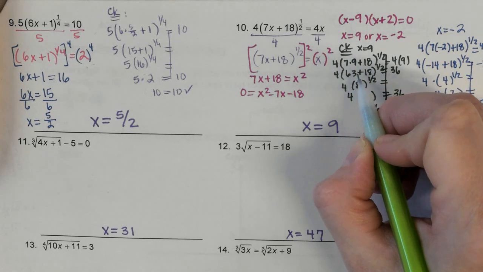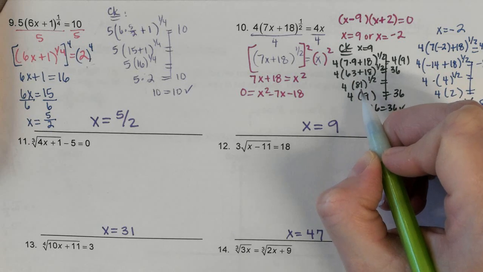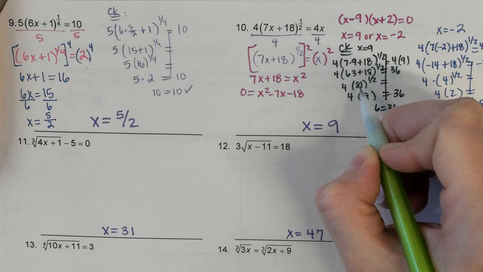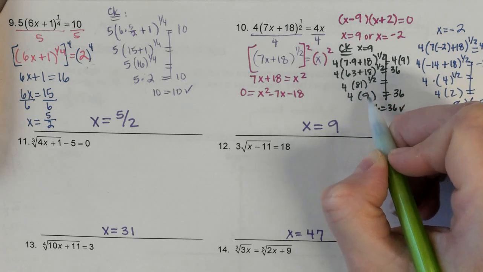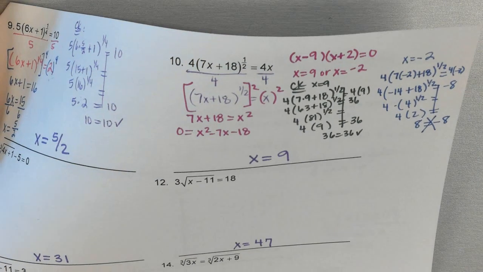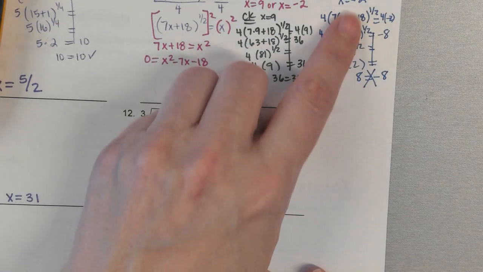So we know 7 times 9 is 63. When we add that to 18, we get 81. Remember, 81 to the 1/2 is the same thing as taking the square root. So the square root of 81 is 9. 9 times 4 would be 36. Okay, so that's going to check. Okay? All right, so make sure that you're showing your proper steps here.